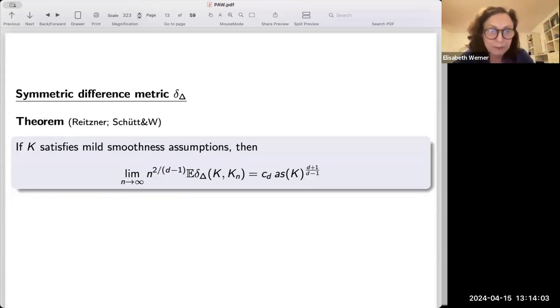Then the limit as the number of chosen points goes to infinity exists and is equal to this quantity here. We see that the dependence on the number of chosen points is n to the 2 over d minus 1. And we see that the dependence on the dimension d comes in with this constant c_d.